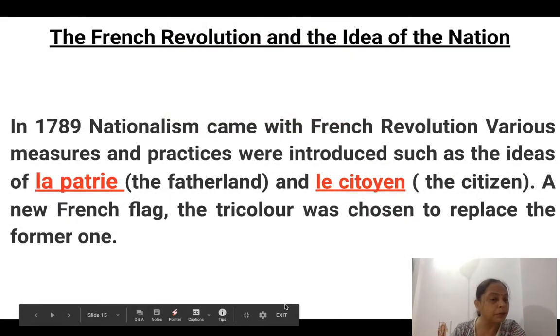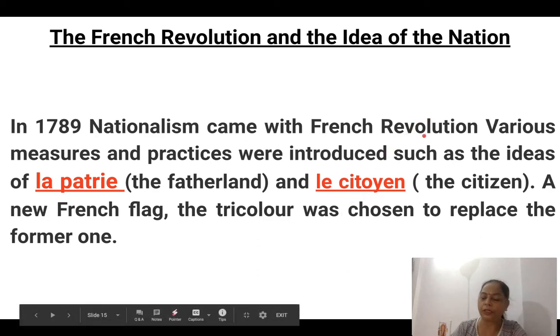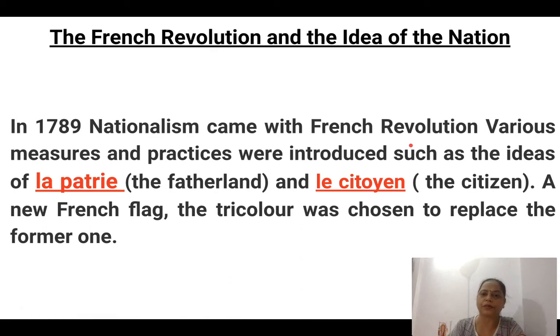When they talked about la patrie, the fatherland, and les citoyens, the citizens, in 1789 nationalism came with the French Revolution. Various measures and practices were introduced, such as the idea of la patrie, the fatherland.